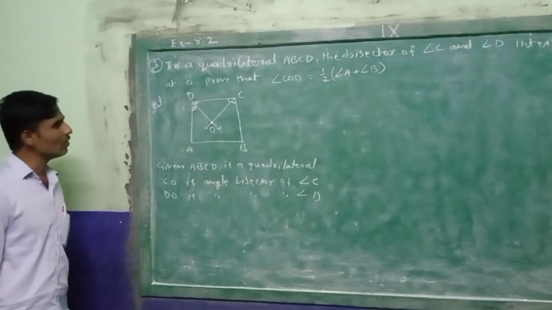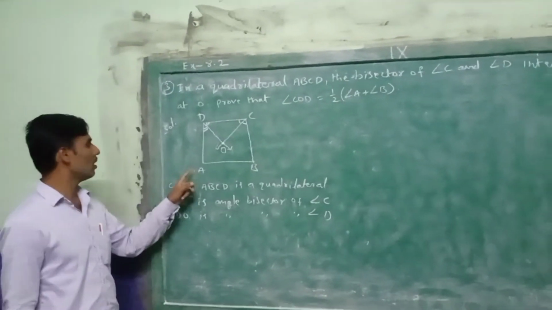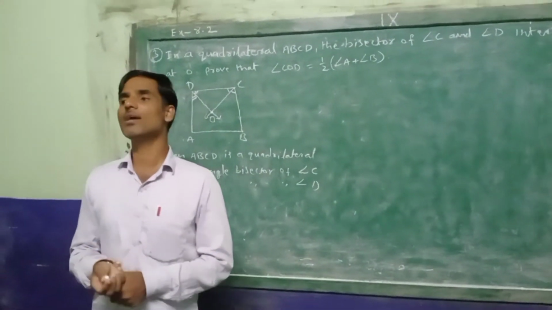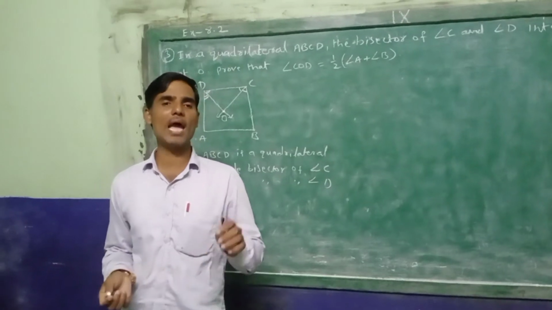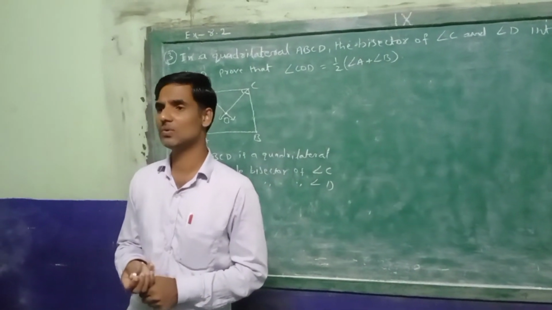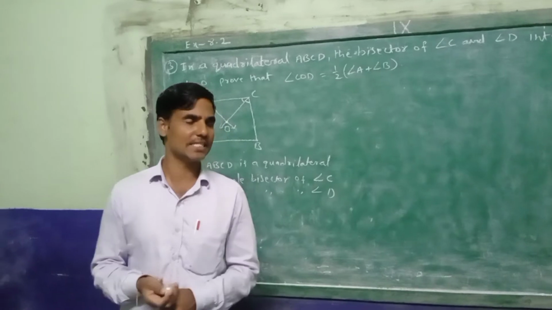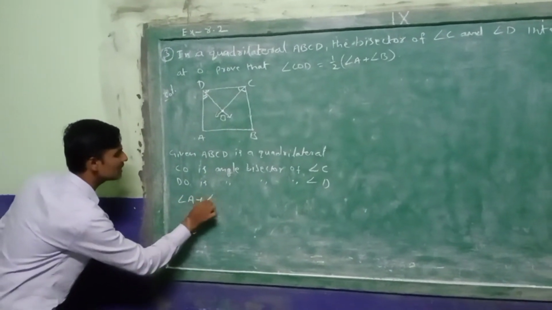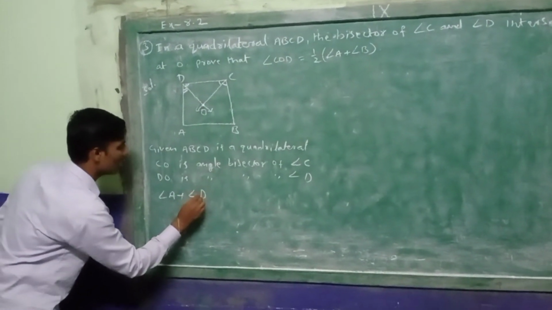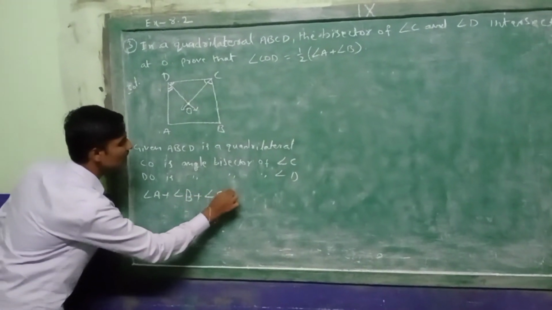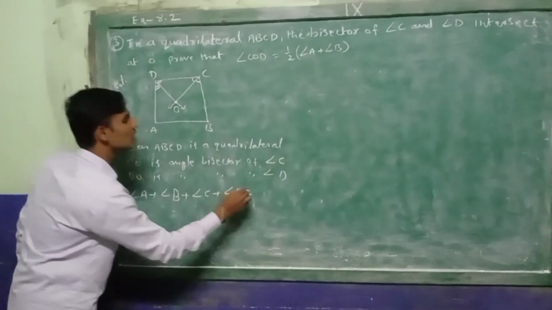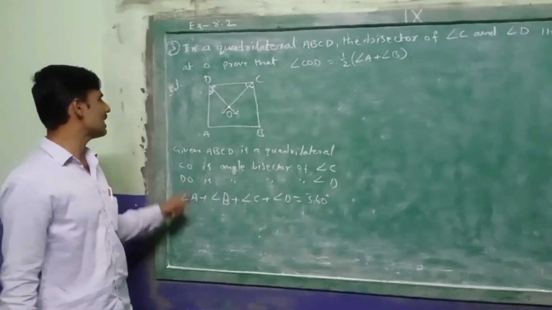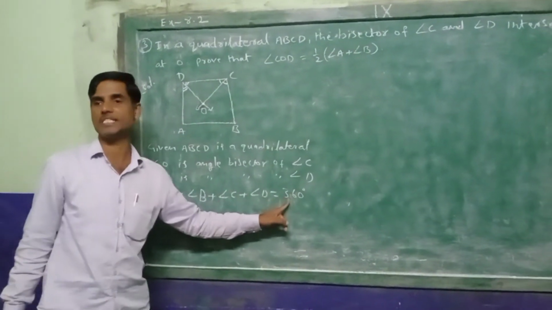Okay. Now see, I am taking any quadrilateral ABCD. We know the angle property of a quadrilateral: the sum of the four angles in a quadrilateral is equal to 360 degrees. So we can write angle A plus angle B plus angle C plus angle D equal to 360 degrees.